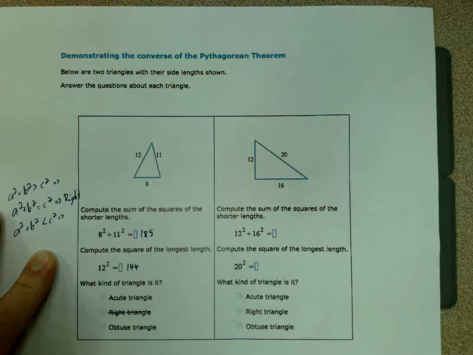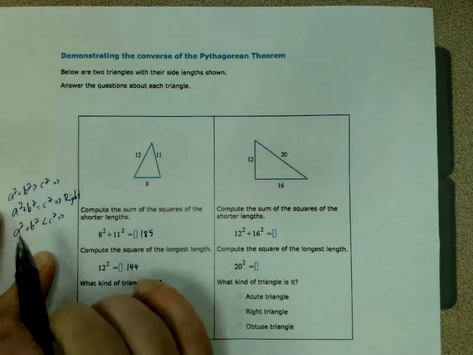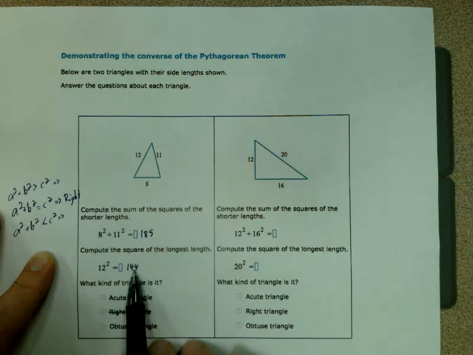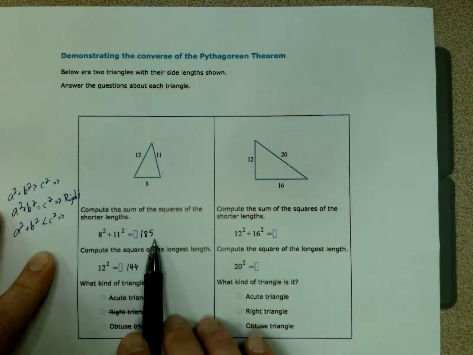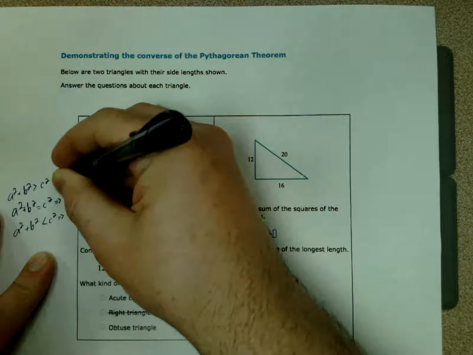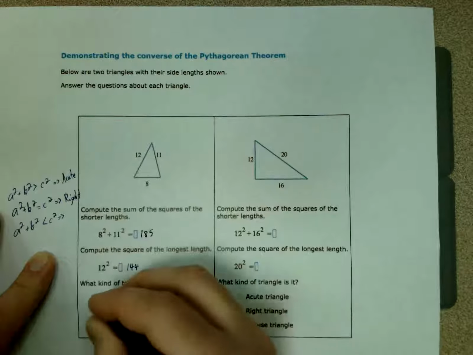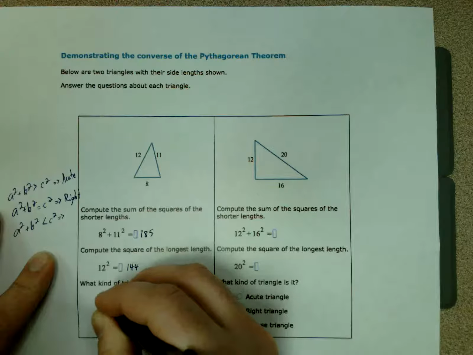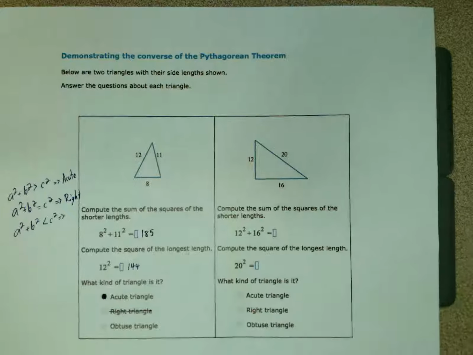If a squared plus b squared is greater than c squared, that's our current situation, right? A squared plus b squared is 185, c squared is 144. That actually is an acute triangle, and you can check that out for yourself.